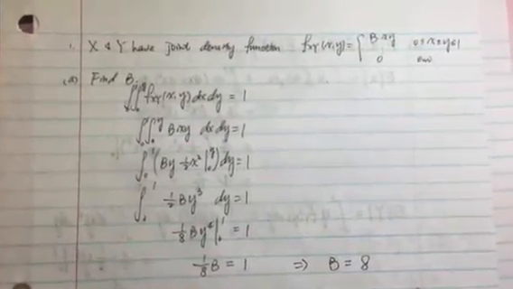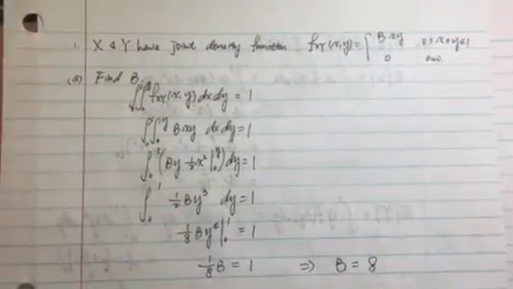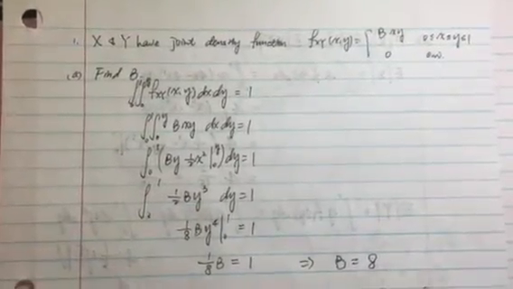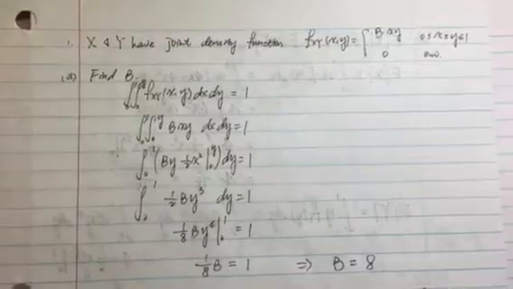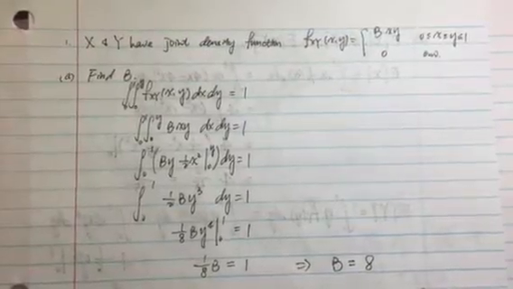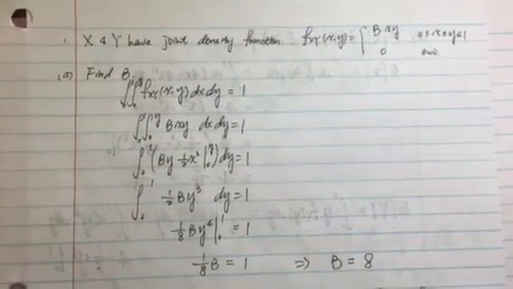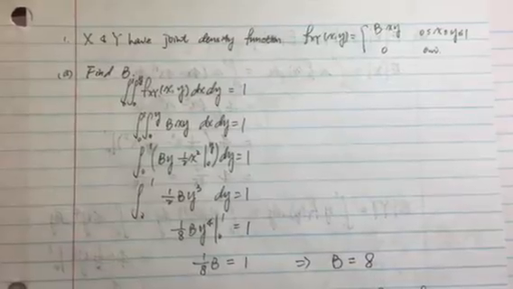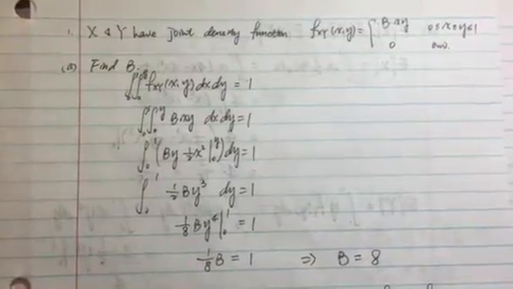I'm doing homework 6, question number 1. We're given that X and Y have joint density function f_XY equals bxy when 0 is less than or equal to x, less than or equal to y, less than or equal to 1. First part, we need to find b.